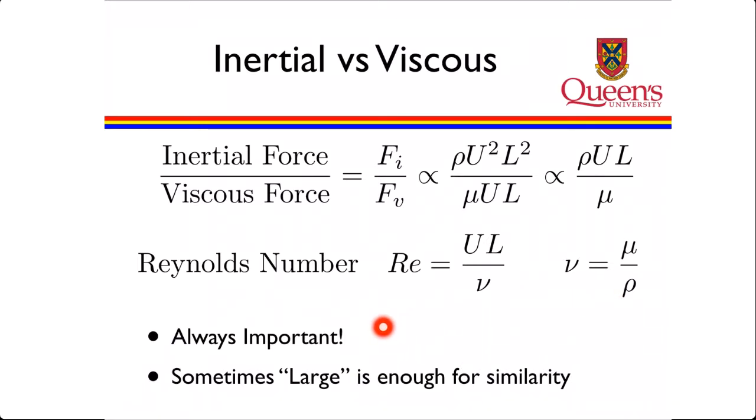It's always important to know how strong the viscous forces are versus the inertial forces. Sometimes, however, it's only important to be able to say that the Reynolds number is large, that inertial forces really dominate over viscous forces, and that there's not much going on that has very much to do with friction.